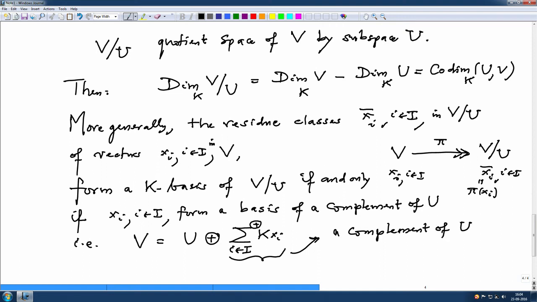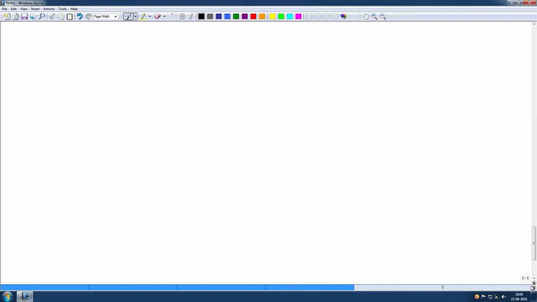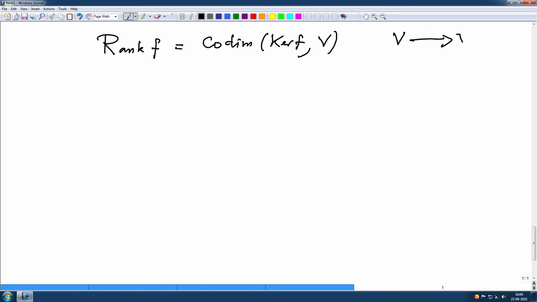So, in particular, you get this formula again, because we know this is a basis. If you count them, in a finite dimensional case, these are finitely many, and that will give you this codimension. Okay. So, in this codimension notation, the rank of a map f is the codimension of the kernel, when f is a map from V to V prime.